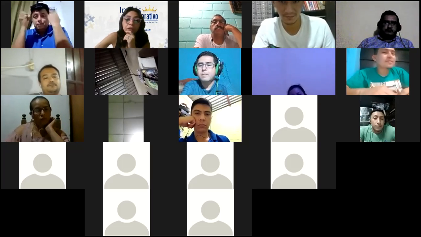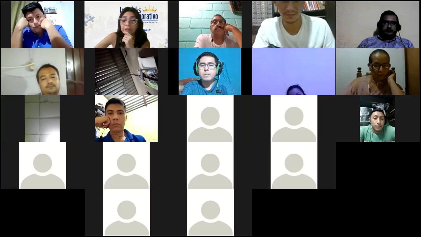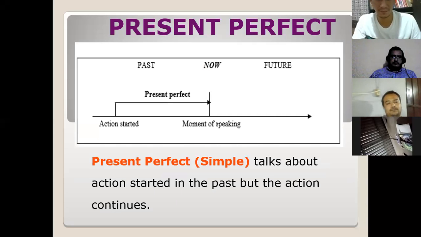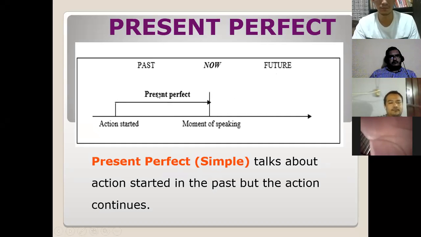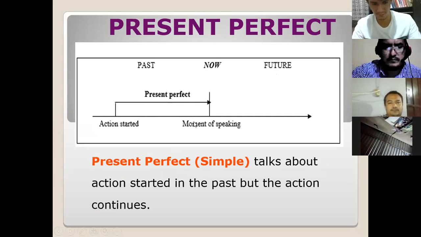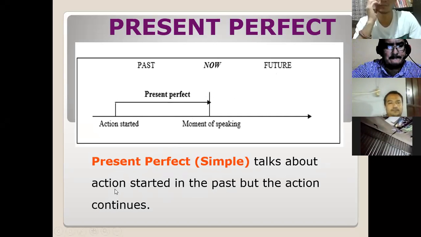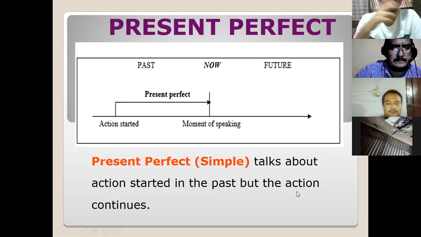All right, so we have this one here, the present perfect. And this is what we do with it. Eso se llama timeline, because it's a line with time. And we have past, now, and future. The present perfect began in the past. The action is started in the past and it goes to the moment of speaking. So we say present perfect talks about an action that started in the past, but the action continues.